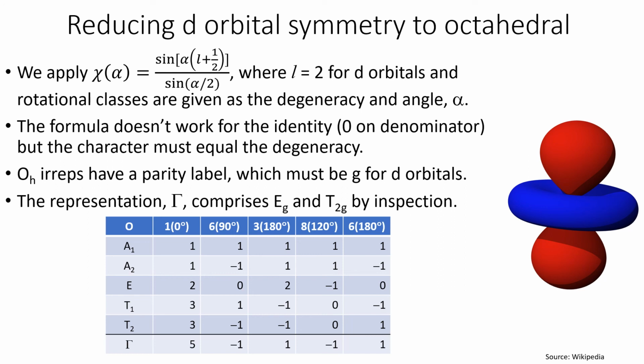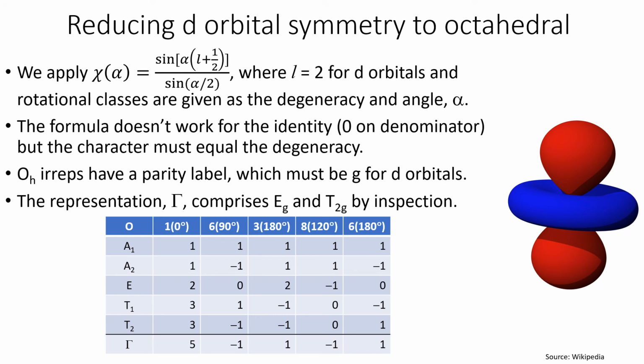And so in fact we can do this by inspection. It's quite a simple case. So that row of numbers there, 5, -1, 1, -1, 1, you can pretty much see by inspection that's E plus T2. Just looking across the E rows and the T2 rows, you can see those numbers are summing up to give the representation at the bottom. And then we can add the G parity label on, as we know they're all even parity.